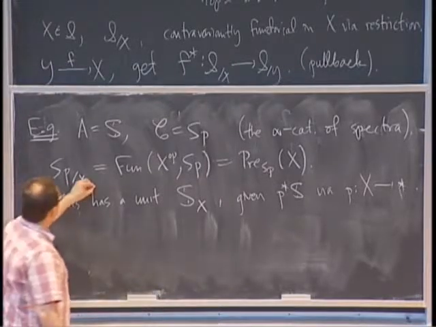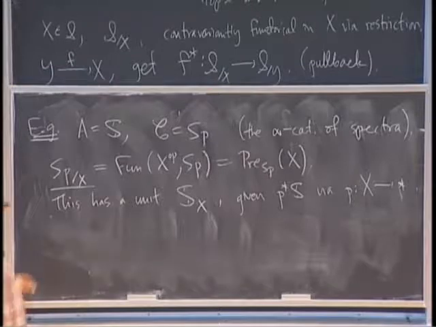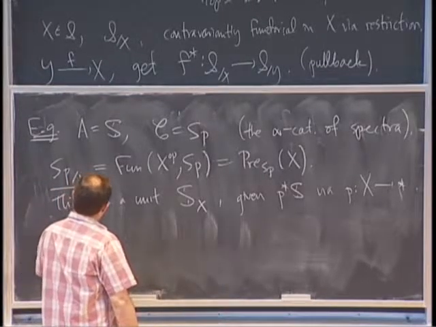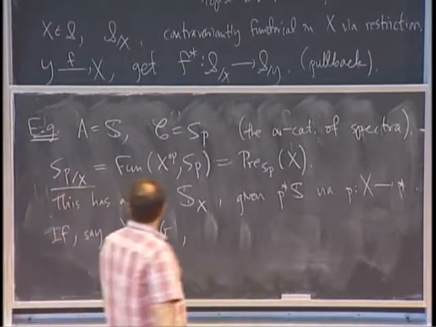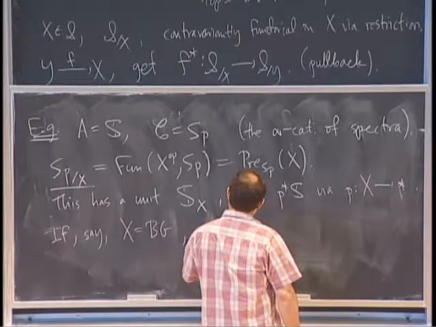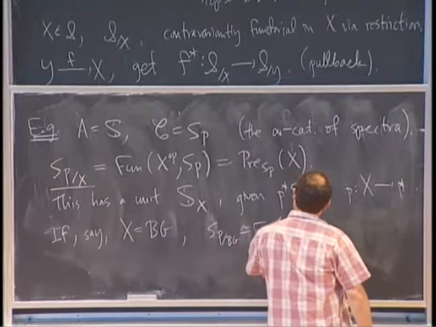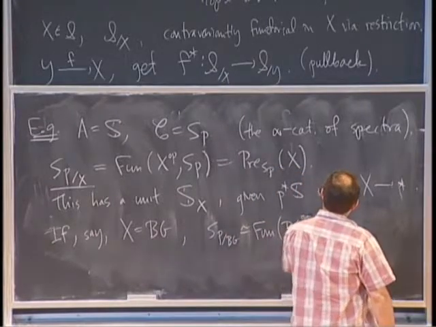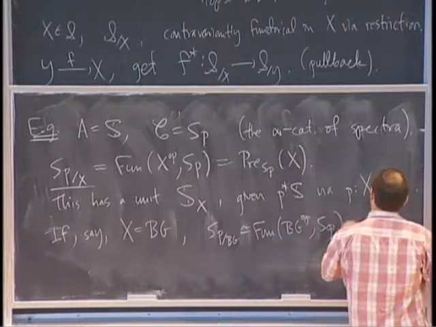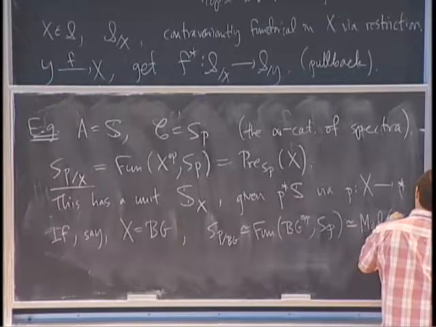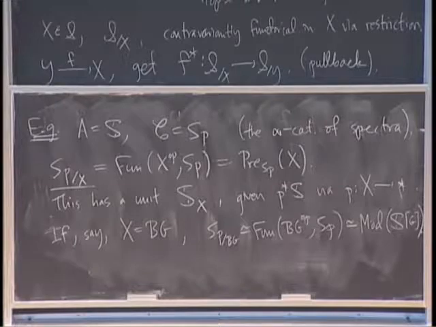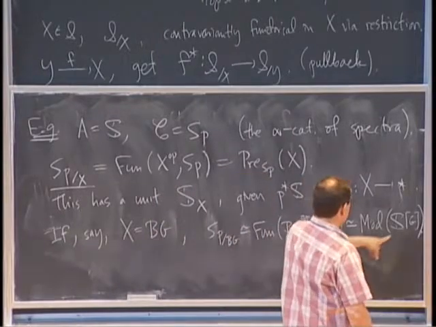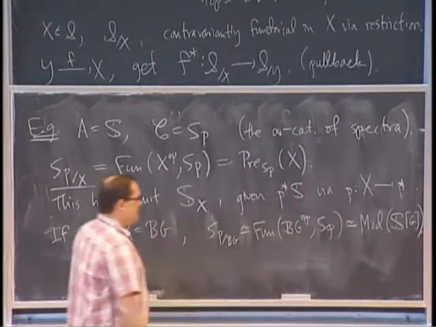And just to give a little bit more intuition about what this looks like, say X is BG for some A infinity group G. Then spectra over BG is functors from BG op into spectra, which you can readily check is equivalent to modules over the spherical group ring S adjoin G. So this is what comes up in A theory in terms of the objects that you study or take the K theory of.